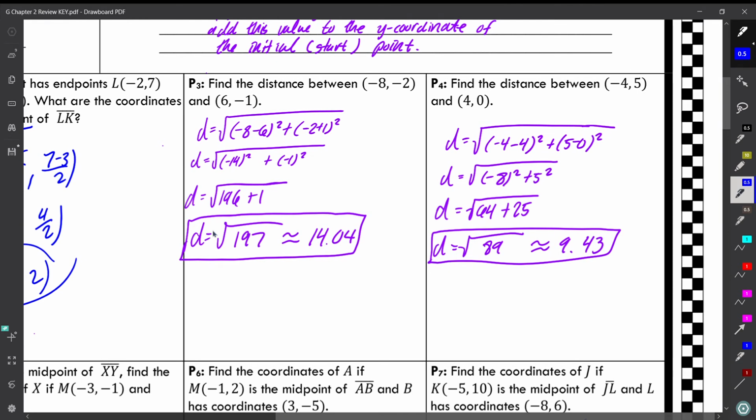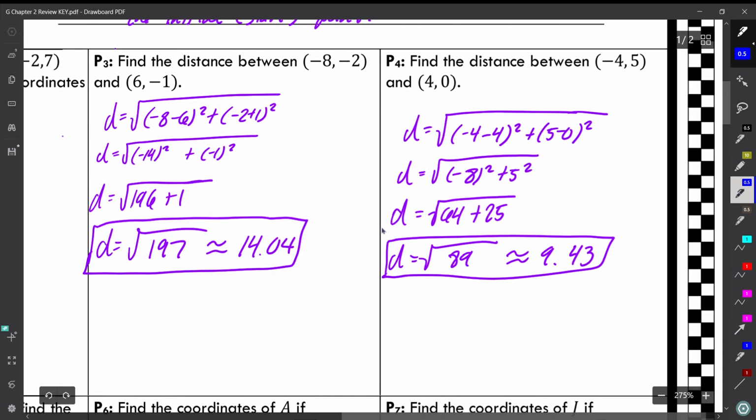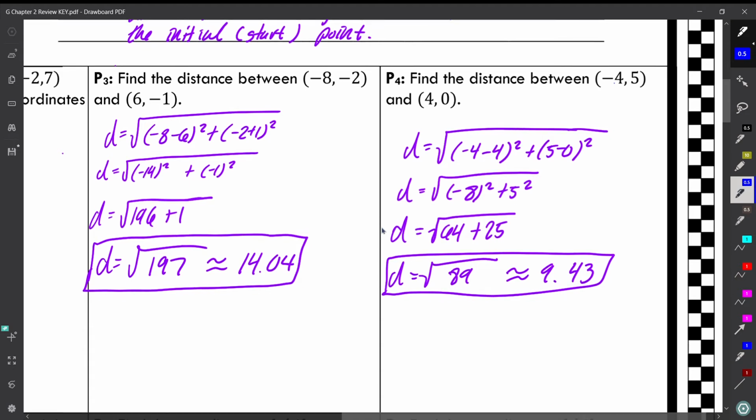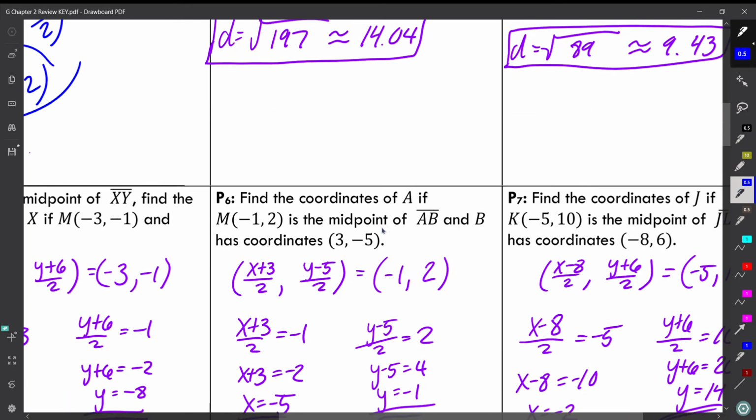Okay, decimals are fine. Round to 2 decimal places. Find the distance between (-4, 5) and (4, 0). Just plugging into the distance formula again. -4 minus 4, those are our 2 x's. Subtract them, square it. 5 minus 0, same thing. Okay, -8 squared is going to give me positive 64. 5 squared is 25. Together they give me the square root of 89, which is approximately 9.43 to 2 decimal places.